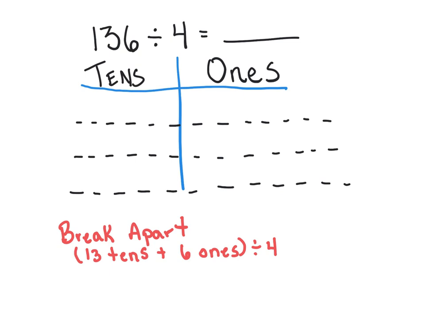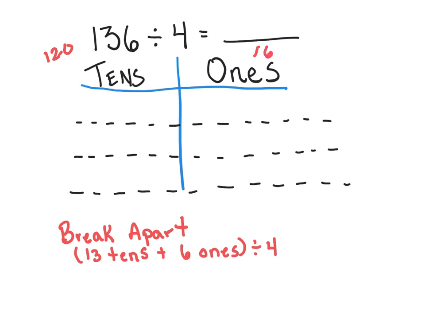And in this problem, if we look at the 1 and the 3, the 13, it's really 130, 13 tens, that 4 cannot go into it. But what could get close to 13 would be 12. So if we take 120, what are we left with? Over on the one side, that would be left with 16 ones.